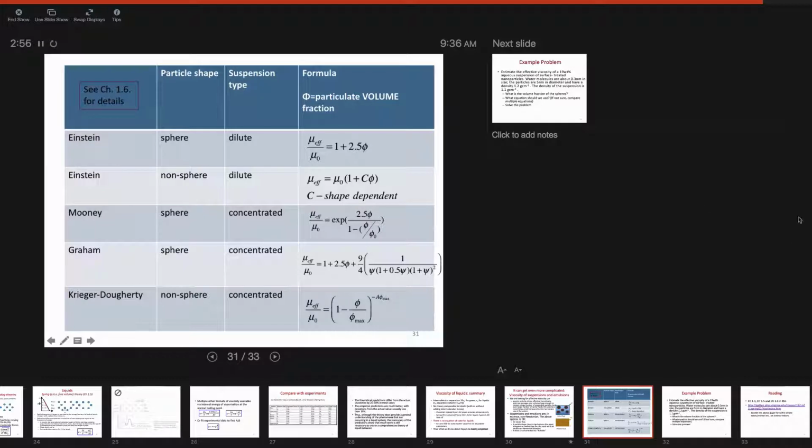Then there's a concentrated suspension of spheres that has a little more complex formula. And there's now a critical volume fraction here that, again, you have to fit. And these formulas get more and more complex, basically. The more complex particles you have, you need much more than just one parameter, like a fraction, to fit. Again, I don't want you to memorize this or whatever, but just know that they're there.